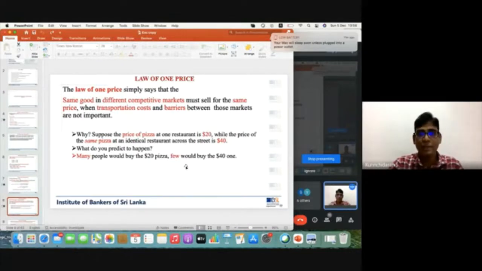Let's assume there's no transportation cost and no trade barriers. It's freely available. Let's take an example. Suppose the price of a pizza at one restaurant is $20, while the price of the same pizza at an identical restaurant across the street is $40. What will happen? You have the same pizza sold in two different restaurants very nearby. One is selling pizza at $20, and the other at $40. Many people go to the restaurant where it's sold at $20, and only a few may be going for various reasons to the $40 one.